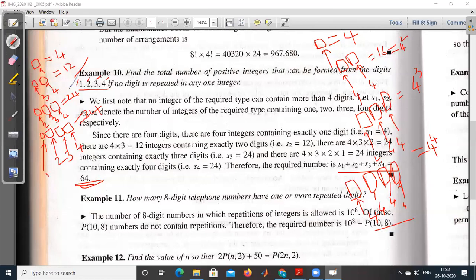Okay, so if the digits are not repeated, this one. If the digits are repeated, this one. Students, do you have any doubt regarding this? Please respond in the chat box.